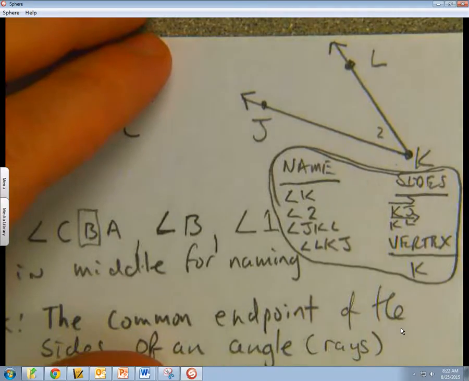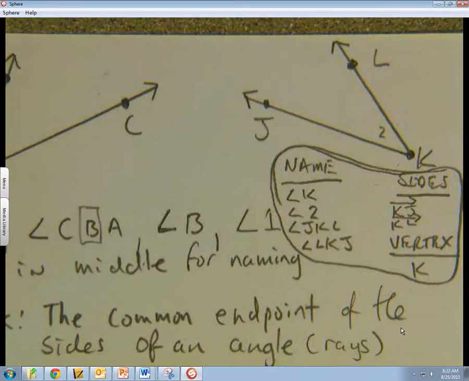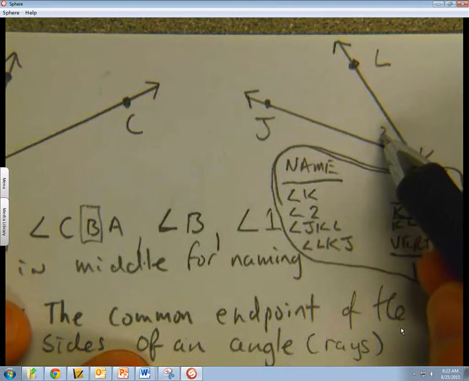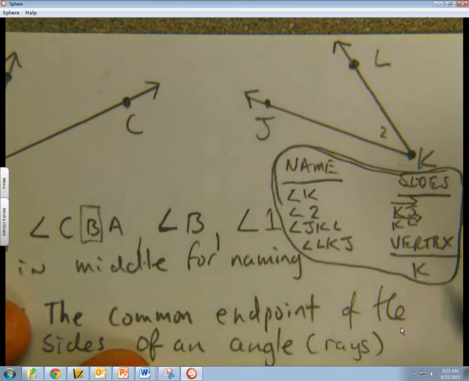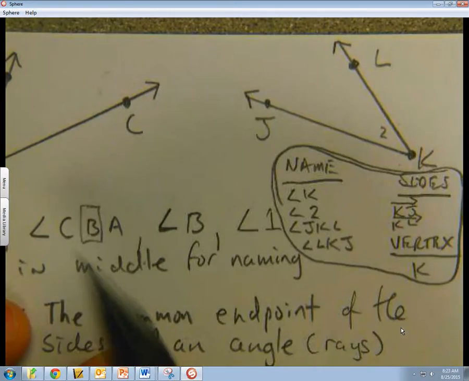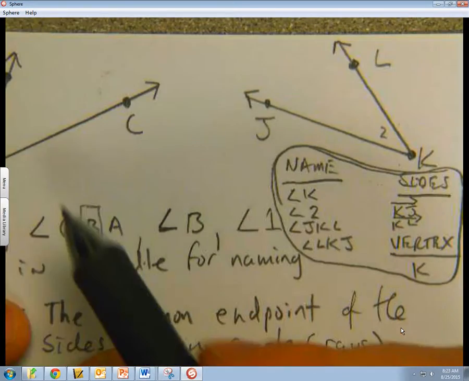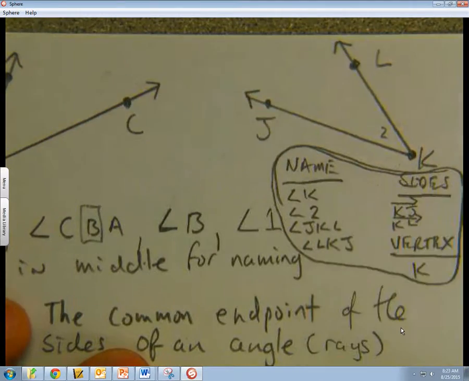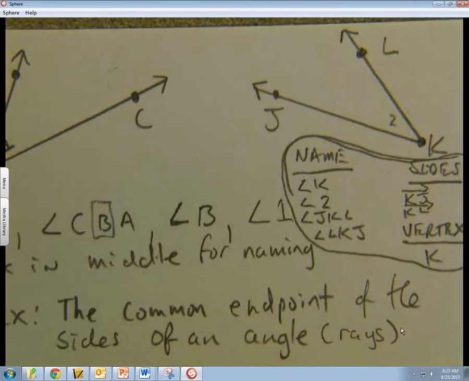Alright, so here is the name, sides, vertex. So the name, so we could call this angle K by the vertex. We can call this angle 2. I added a little 2. You could have called it 3, 5, 7, 9. Probably don't want to call it 1 because we have a 1 over here. Alright, but if you did, just learn from that and grow from it. Mistakes are okay as long as we are growing with them and learning from them and moving forward with them.